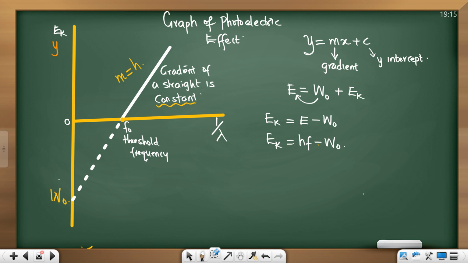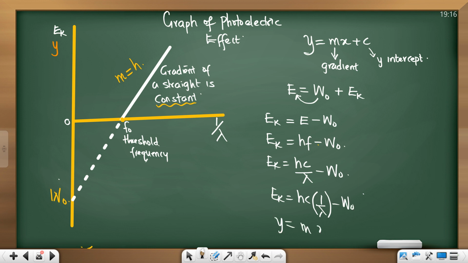The question is, is there a wavelength here? Yes, there is. EK equals to what? HC over... do you see that? Can I extract that? EK will be equal to HC times 1 over wavelength. Do you notice I am done? Y equals to what? MX plus C again.